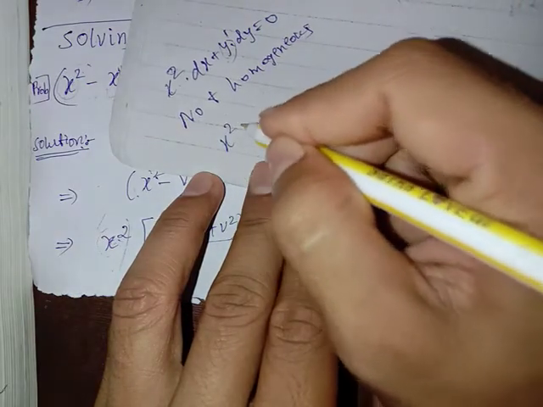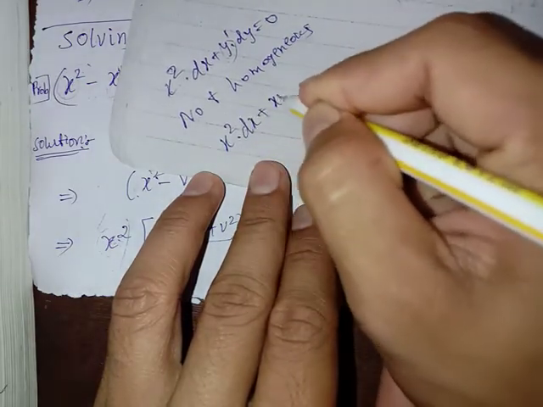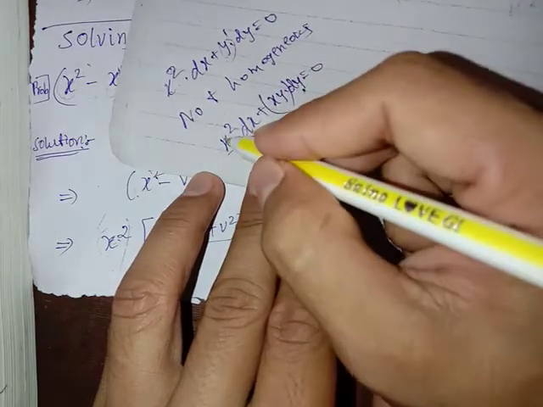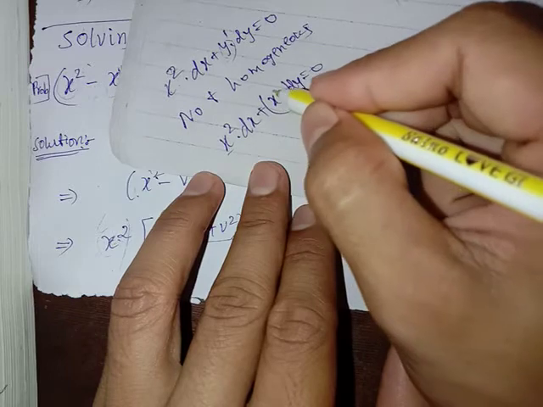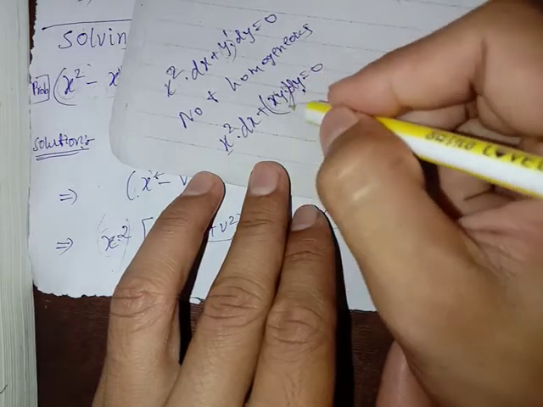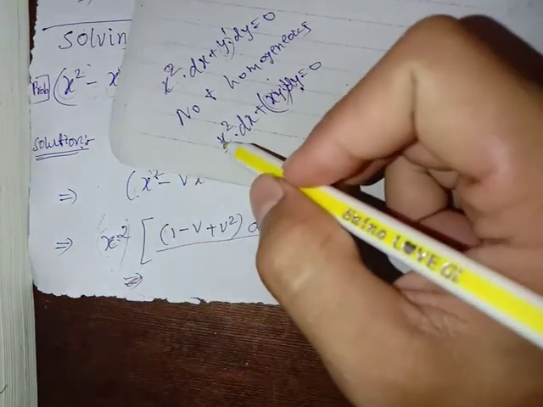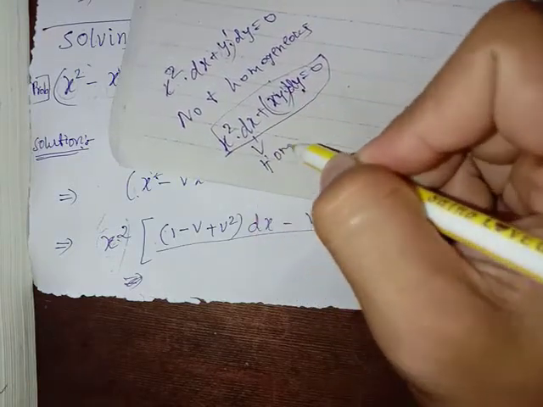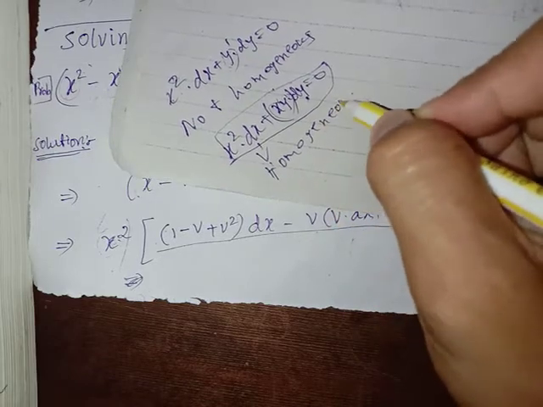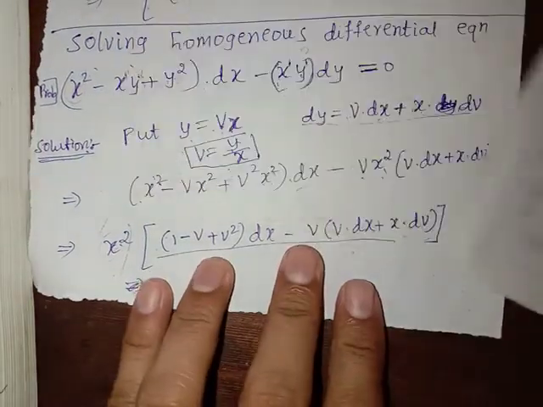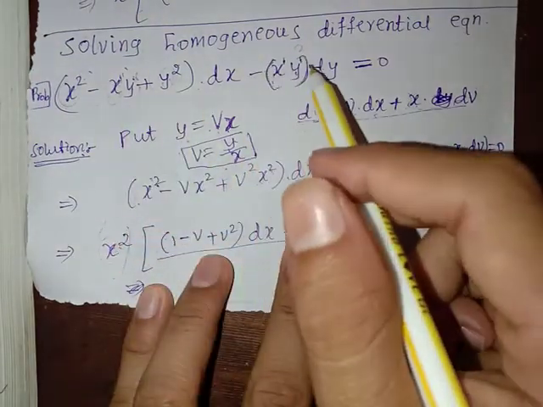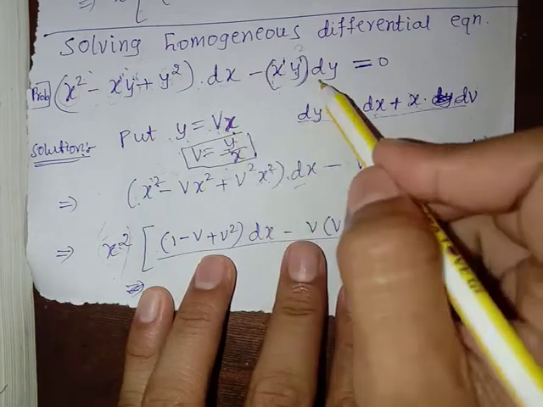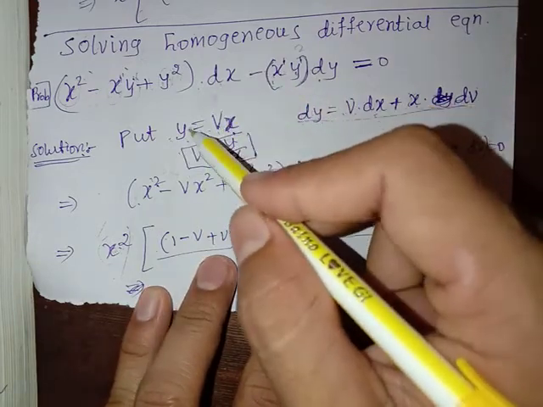If x square dx plus xy dy is equal to 0, we can say that it is homogeneous. Why? Because x raised to 2, here x raised to 1 and y raised to 1, totally the degree of this term is 2. Similarly, we can say that this is a homogeneous differential equation of degree 2. One technique to solve this homogeneous differential equation is to put y is equal to vx. We can put x is equal to vy also.